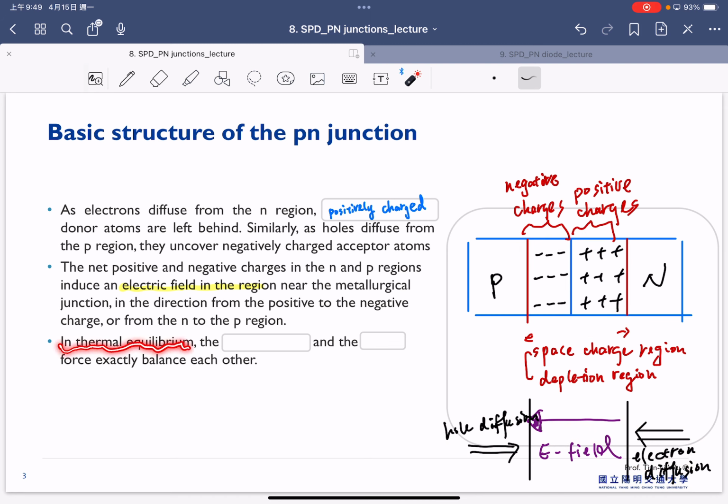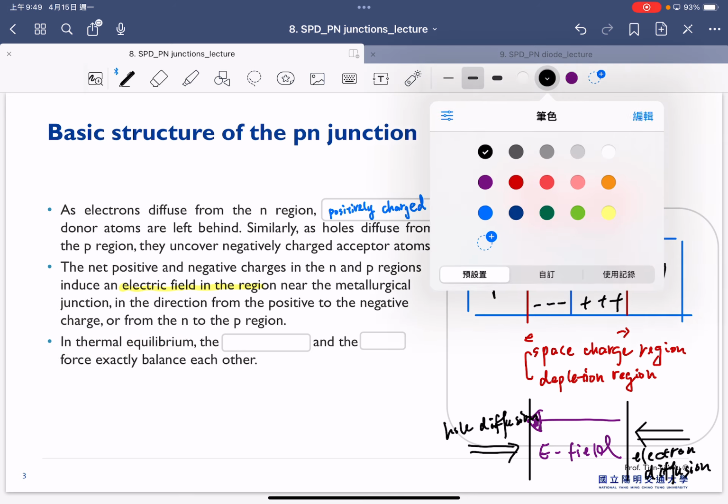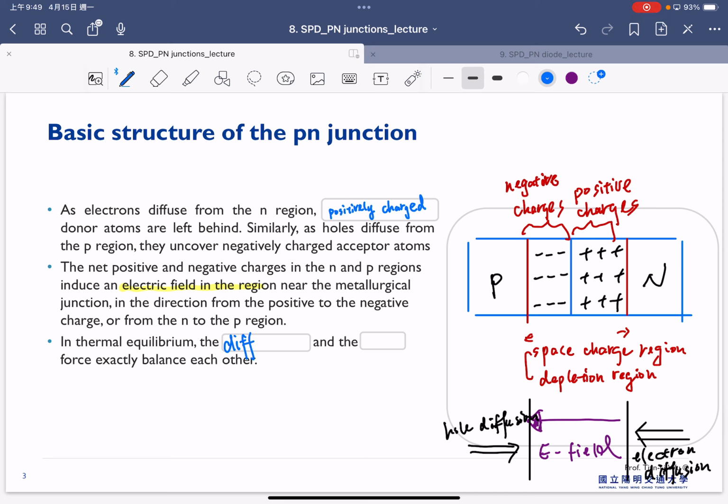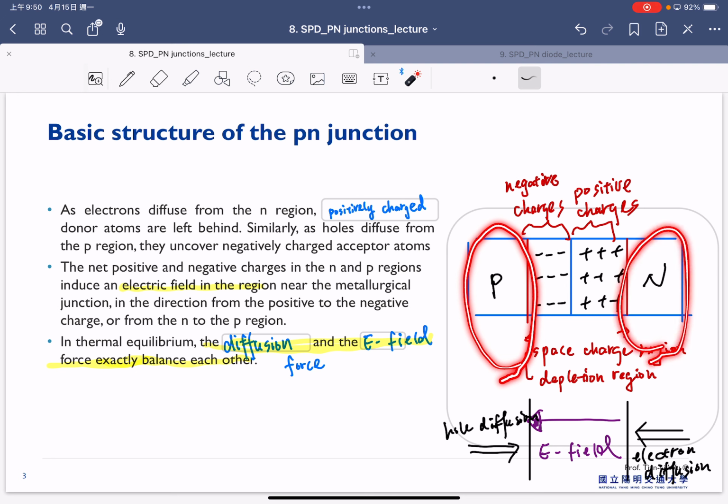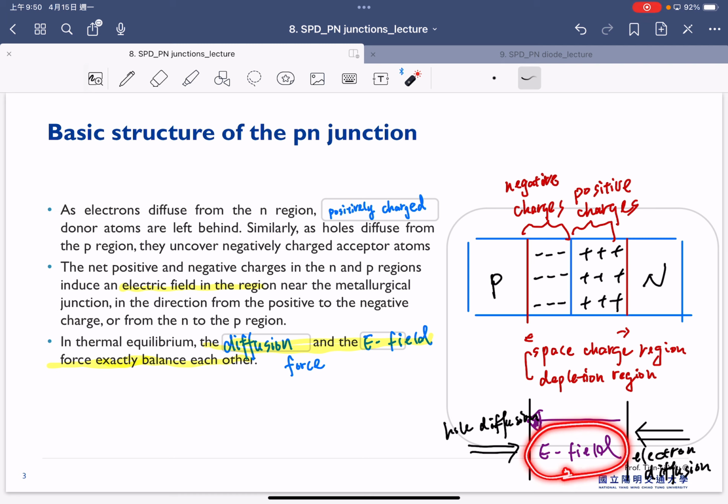So in the thermal equilibrium case, the diffusion force and the electric field force exactly balance each other. That's why you will never see this PN junction become an intrinsic material. The P is still P, the N is still N, because this electric field will stop the diffusion.